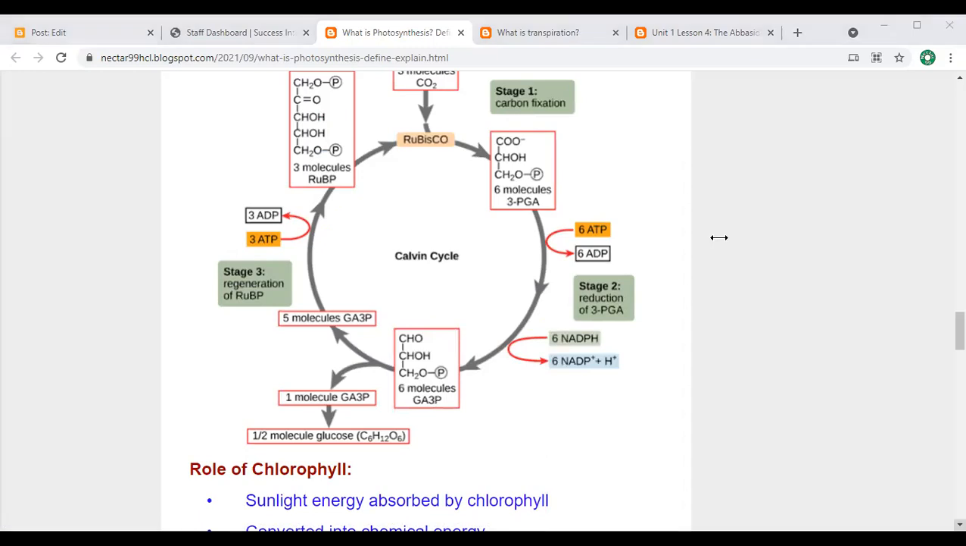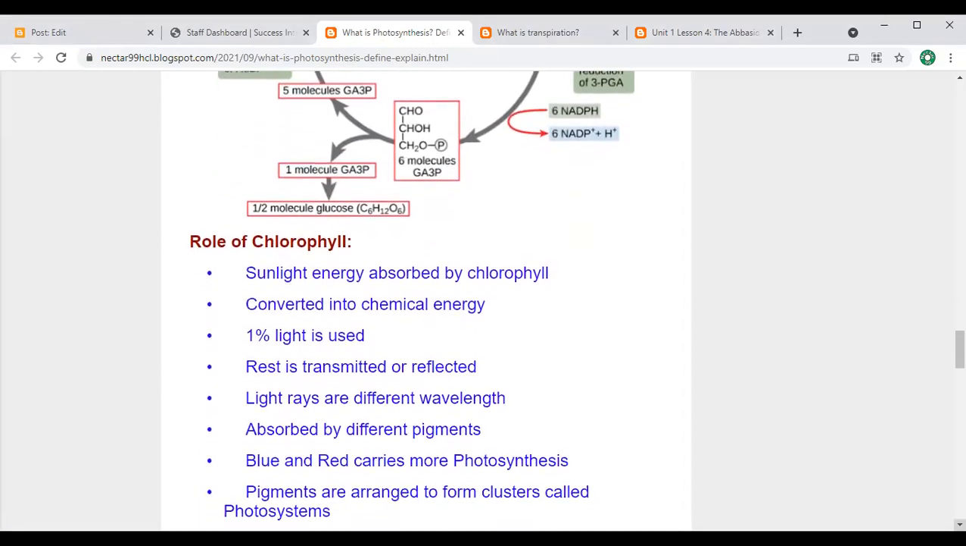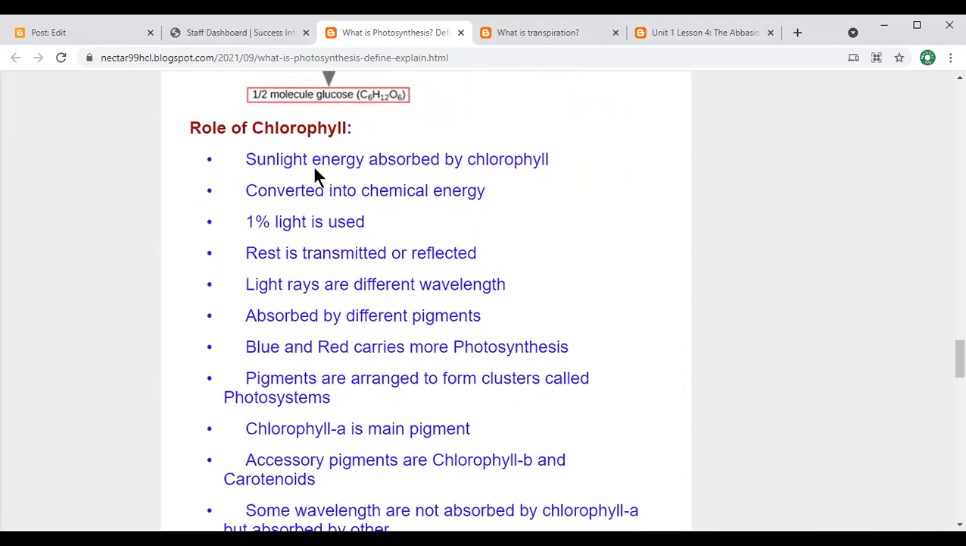So, the role of chlorophyll. Now what has the chlorophyll done here? The sunlight energy is absorbed by chlorophyll. After that, it is converted into chemical energy. Only 1% of light is used. The rest is transmitted, or you can say reflected.